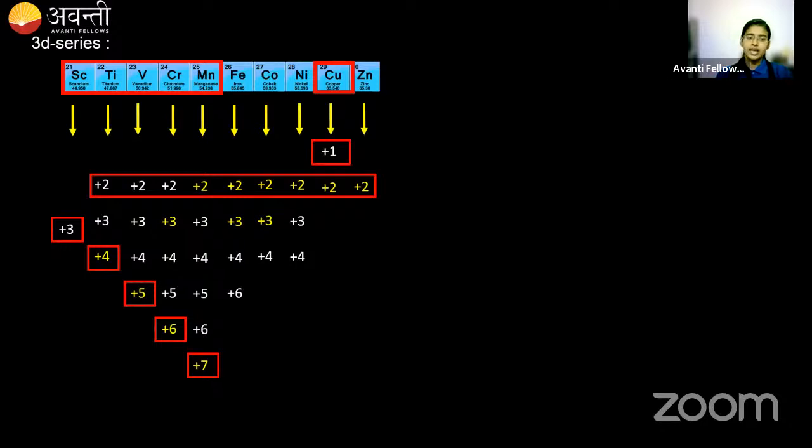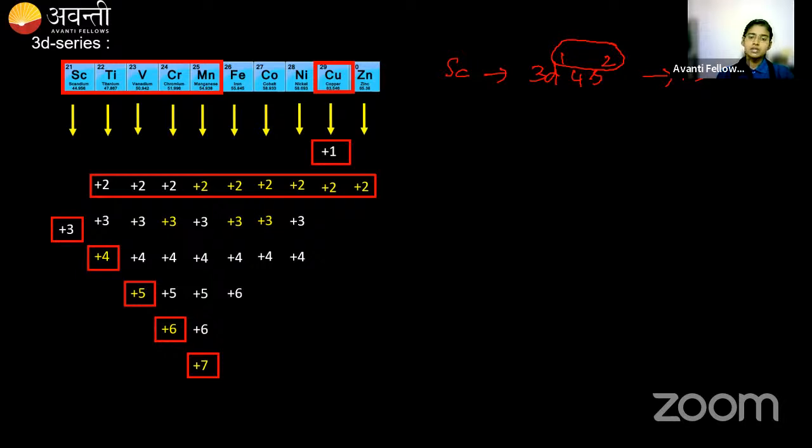Suppose you take scandium. What is the electronic configuration for scandium? It is 3d1 4s2. So how many electrons are present in their valence shell? It is 3. So +3 is the most common oxidation state. Scandium will not show the +2 oxidation state.